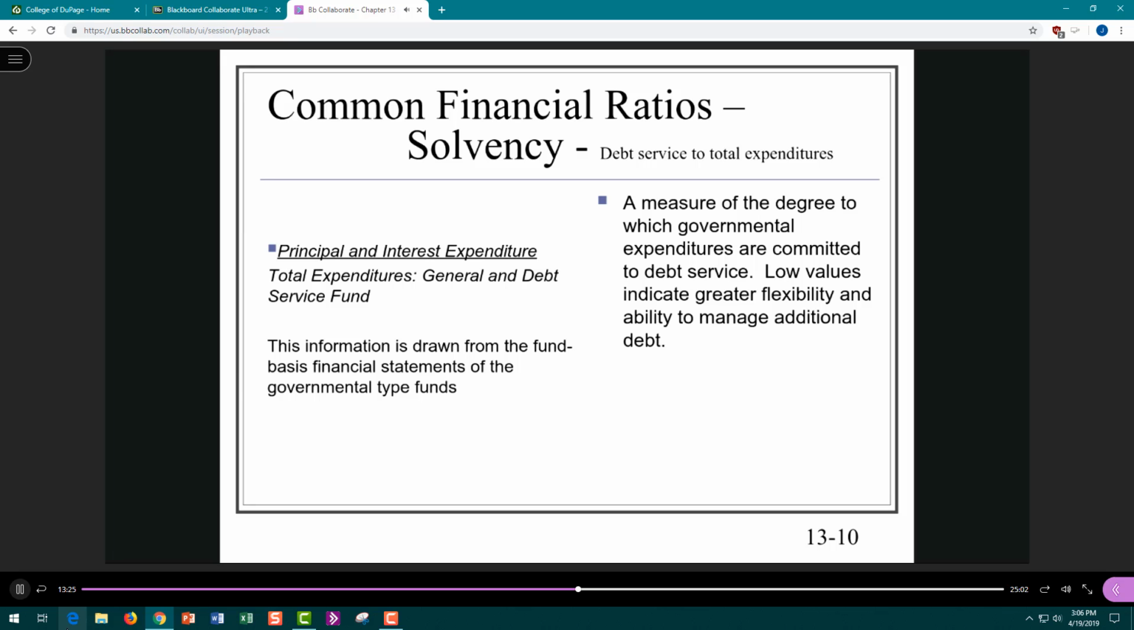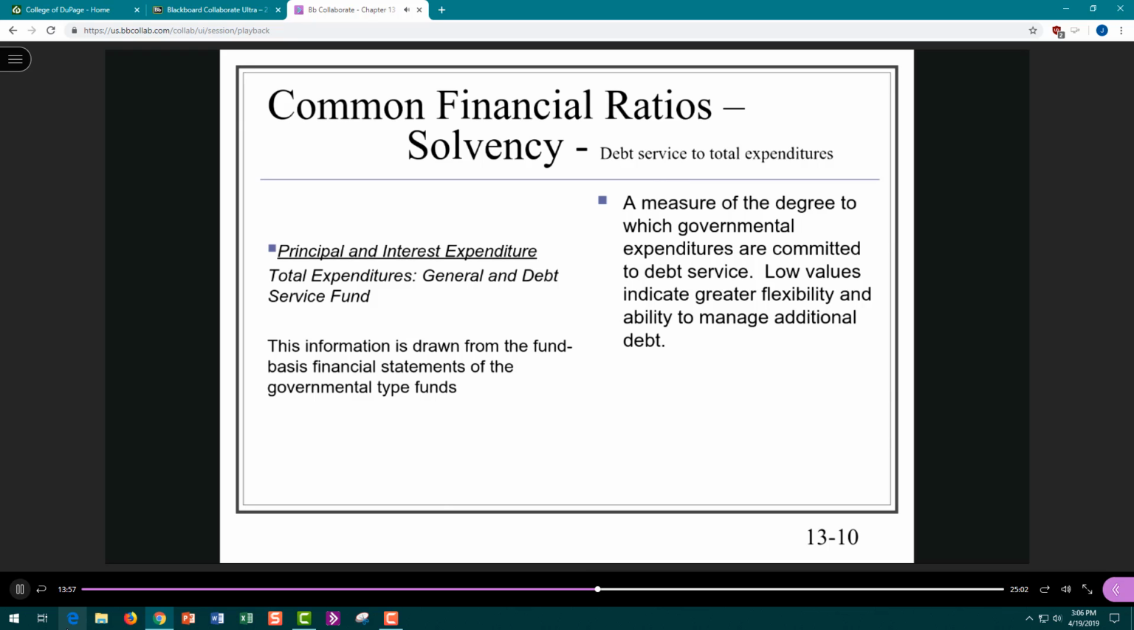Another way to look at solvency, where in the prior slide we were looking at enterprise funds, here now we're looking at governmental type funds. Most specifically, for governmental funds, we're looking at the principal and interest expenditure. That's a term that applies to governmental funds. Principal and interest expenditure, and comparing that to the total expenditures of the general and debt service fund.